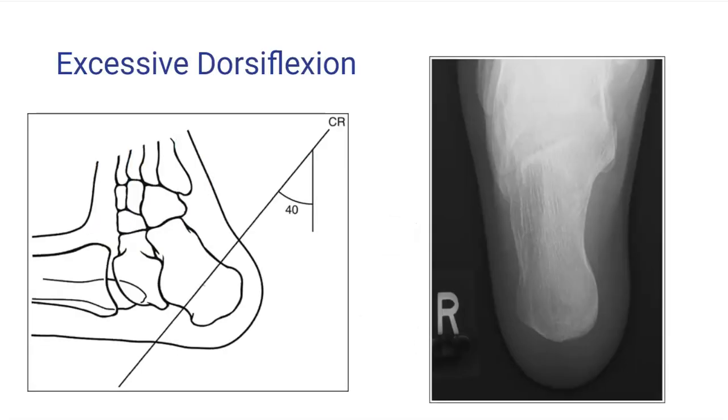Now let's discuss what occurs when the foot is seen in excessive dorsiflexion. If the foot is dorsiflexed beyond that vertical position of 90 degrees, while maintaining a 40-degree central ray angulation, the talocalcaneal joint will appear closed. This occurs because the central ray moves closer to a perpendicular alignment with the calcaneal tuberosity, resulting in less foreshortening of the tuberosity, but closure of that joint space.